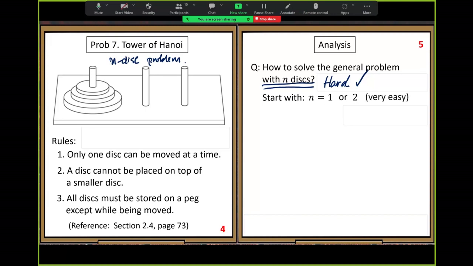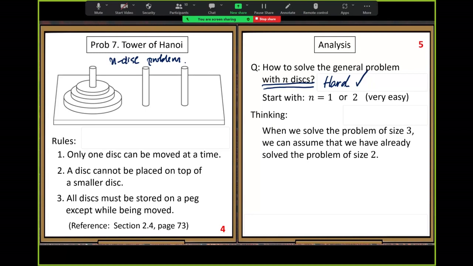All right. After that, now we need to look at the n equals 3 case. Now, our goal, we want to solve the 3-disk problem. So when we solve the problem of size 3, we can assume that we have already solved the problem of size 2.